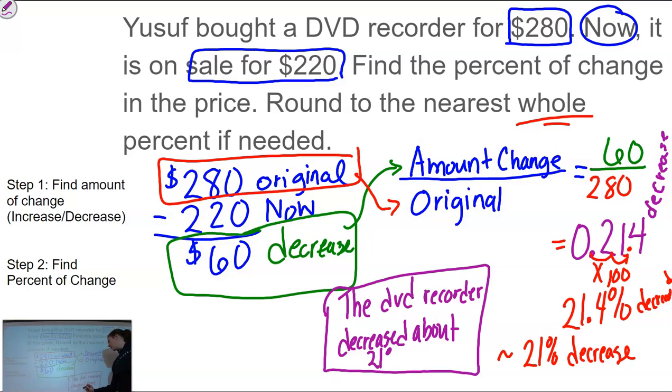21%. All right, that's it for percent of change.